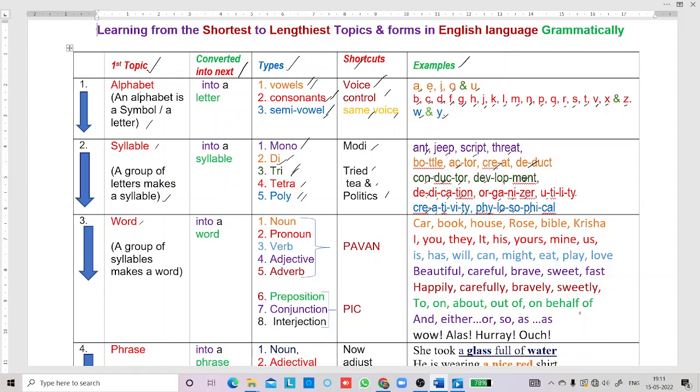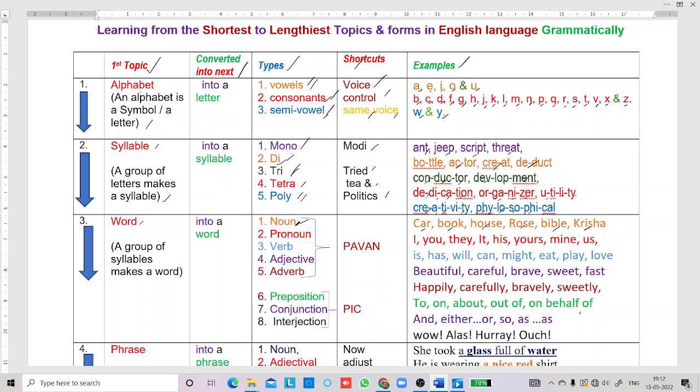They are noun, pronoun, verb, adjective, adverb, preposition, conjunction, interjection. And I have given a shortcut with two names, Pawan, Pick. You can easily understand from your own checking. Now let's see examples for noun. All these are nouns: car, book, house, rose, Bible, Krishna. Everything from A to Z in this world has got a name, whether material, abstract, qualities, feelings, emotions, vegetables, birds, institutions, vehicles, etc. A to Z has got a noun.